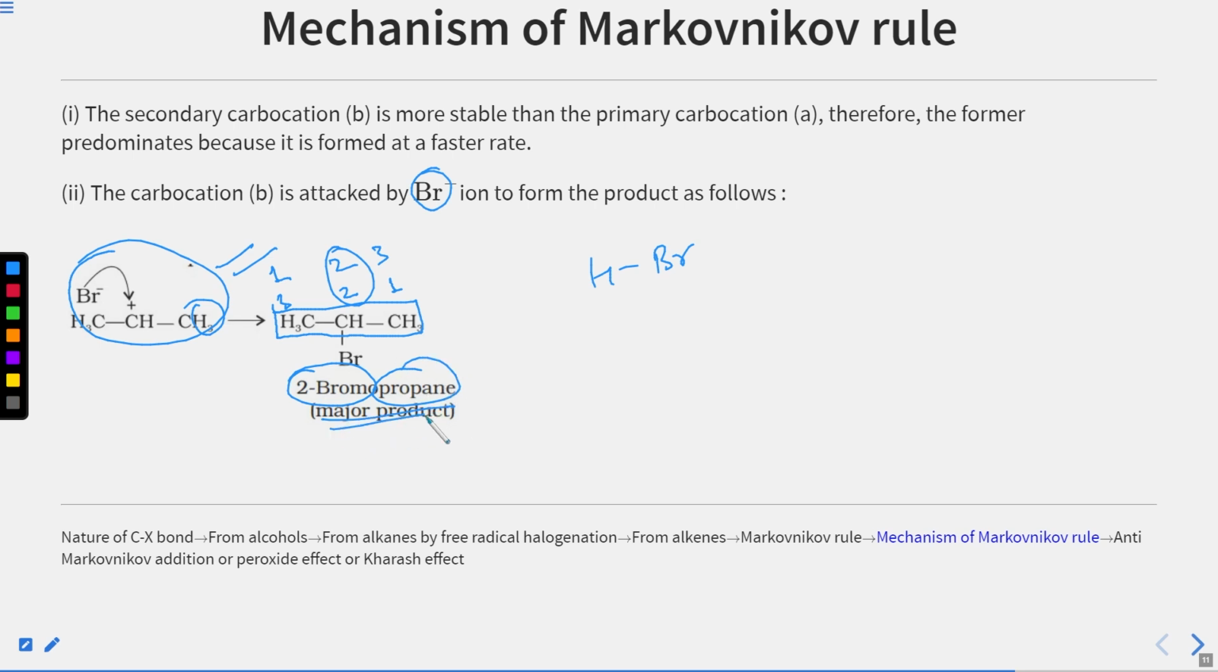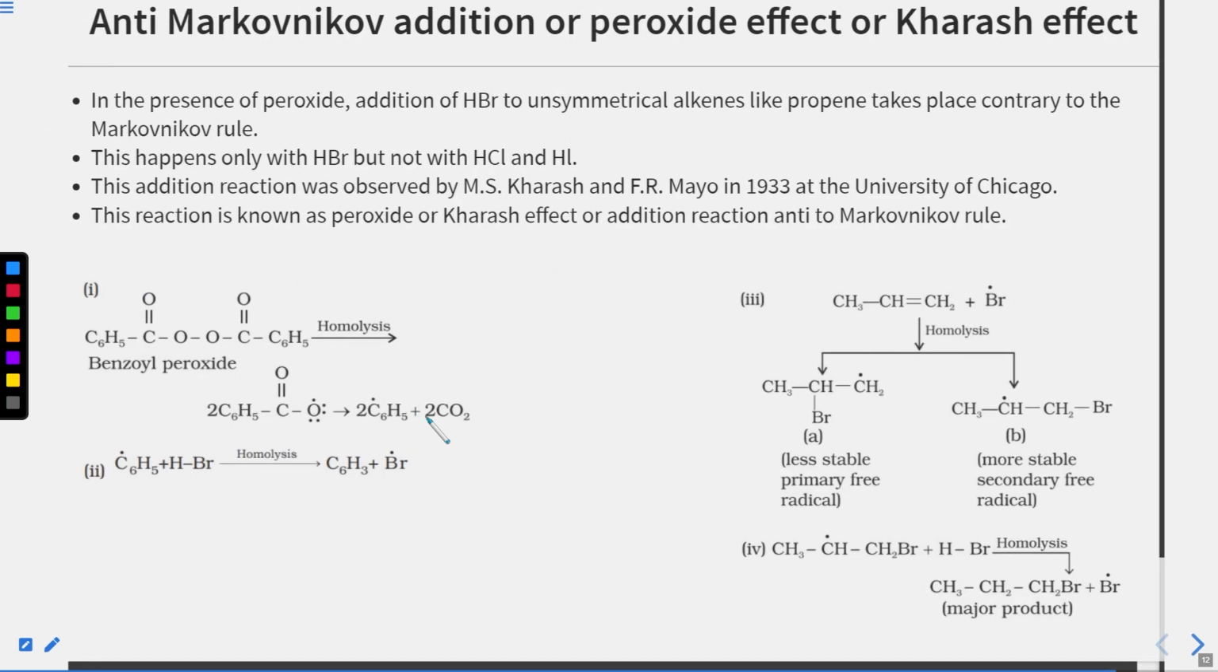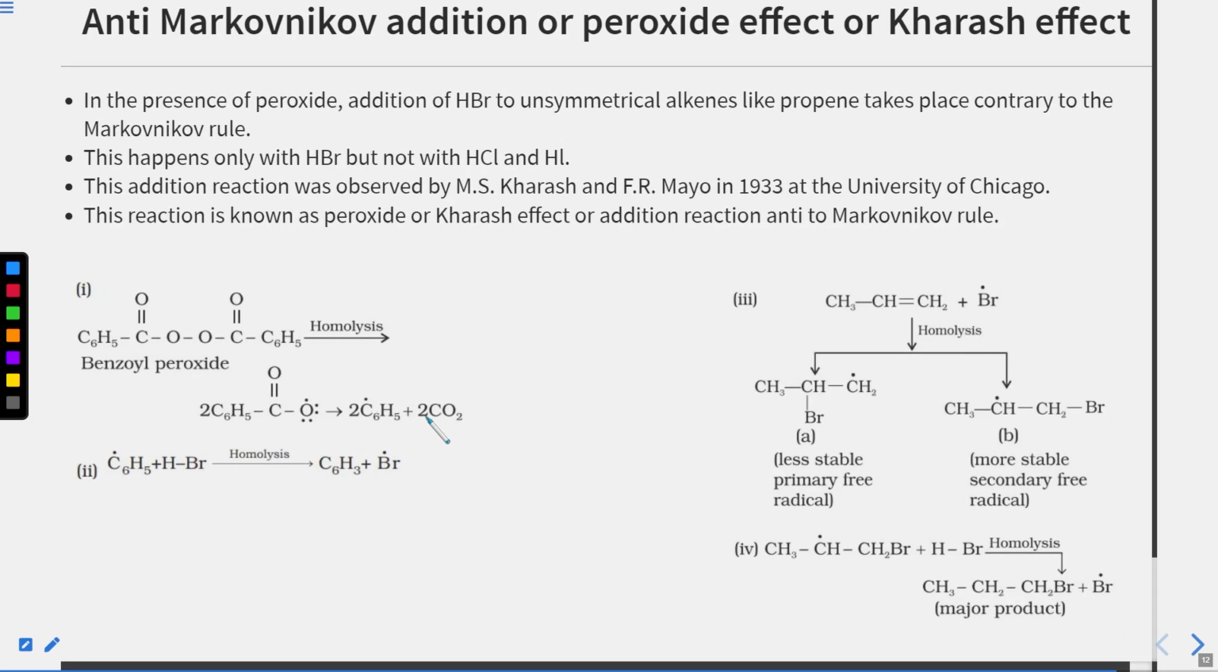So this is the mechanism for our Markovnikov rule. Now the second one we have is the anti-Markovnikov rule. We also call it the peroxide effect and Kharasch effect. Now in organic synthesis, we want each of the products, so we find methods so that we can get our required product.